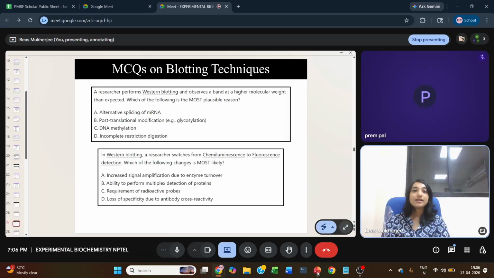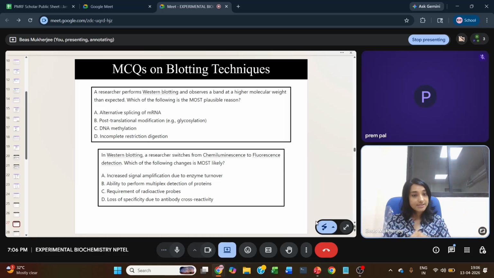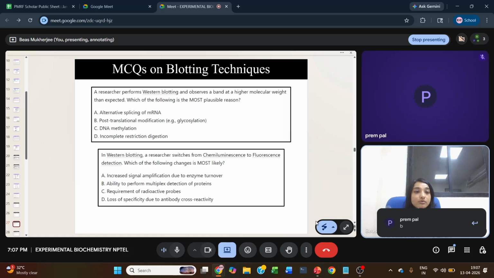Okay. Now, northern and southern blotting. It is necessary for western. Now, a researcher performs western blotting and observes a band at a higher molecular weight than expected. What is the most plausible reason? Western blotting means it's a protein. There is a band at a higher position, so what is going on? Post-translational modification, for example glycosylation, DNA methylation, incomplete restriction digestion, alternative splicing of mRNA. Remember, this is Western blotting. B. Okay, great. Now try the next one.